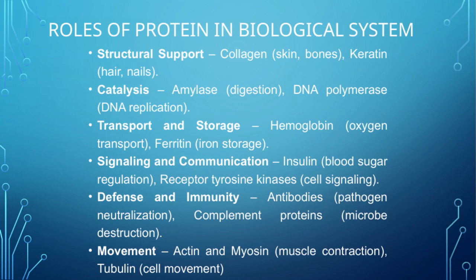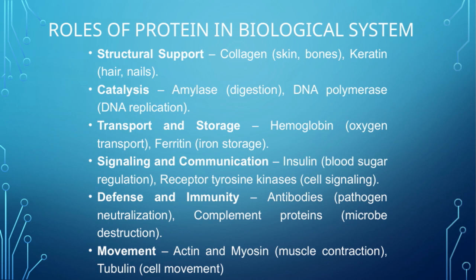Moving on to catalysis, proteins such as amylase are crucial for digestion, helping to break down starches into sugars. DNA polymerase is another key enzyme, vital for DNA replication, ensuring genetic information is accurately copied during cell division. These enzymes speed up chemical reactions that are essential for life.